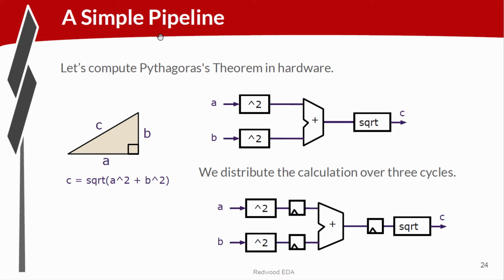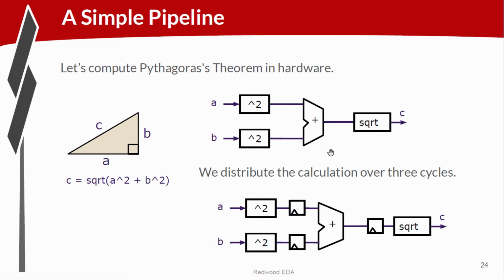All right, so now on to our next concept. I'm going to introduce pipeline logic, and I'll introduce that with this example. In this example, we're implementing a computation of Pythagoras' theorem in hardware. We're computing the distance c as the square root of a squared plus b squared.